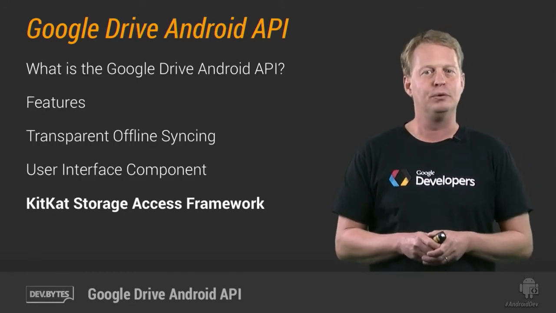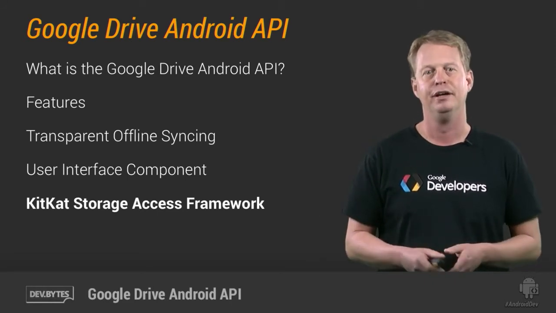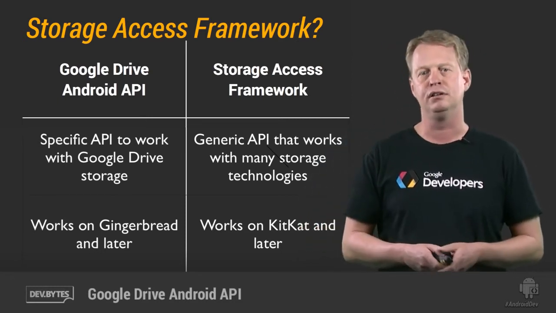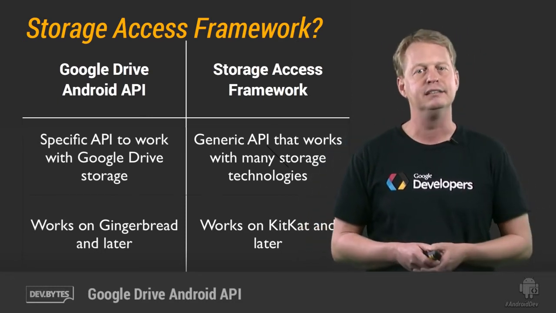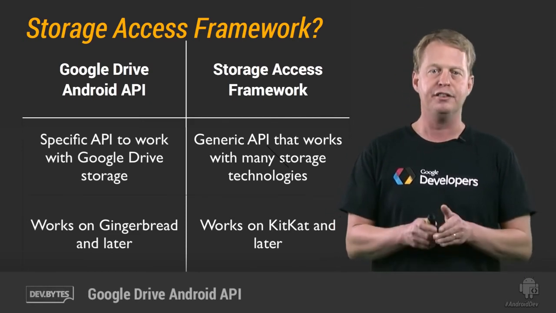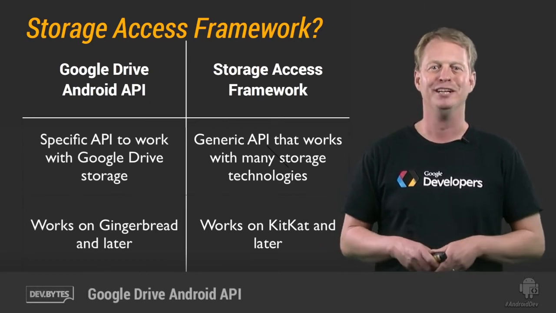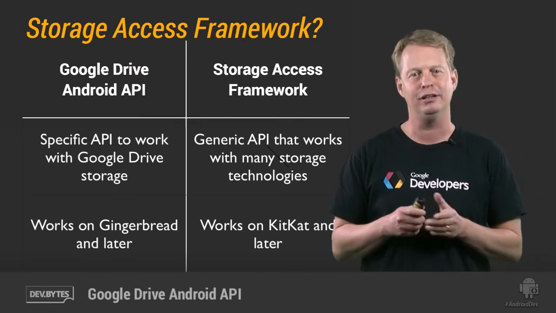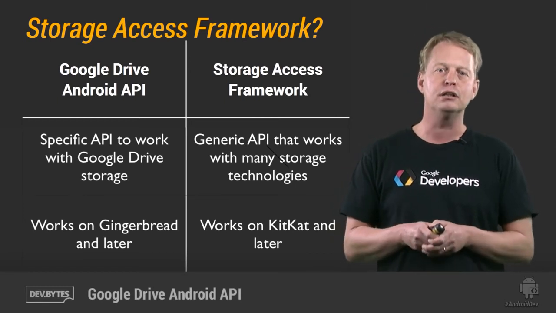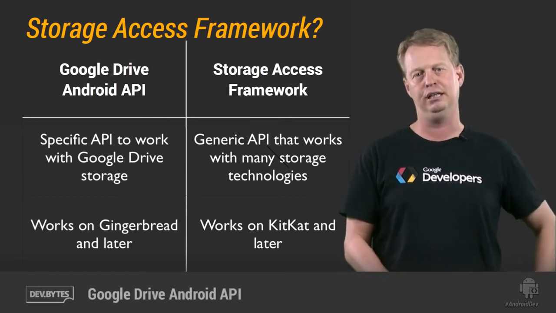Finally, I would like to say some words on the KitKat Storage API and how it relates to the Google Drive Android API. Well, although both can access and store information on Google Drive, there are some fundamental design differences. The first one is that Google Drive Android API only works with Google Drive. This allows Google to add things to this API which are specific to Google Drive. On the other hand, the Storage Access Framework is a generic API, and this enables it to work with multiple different backend storage technologies, not only Google Drive, using a single interface.